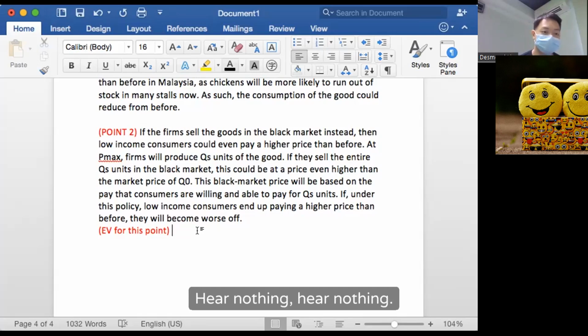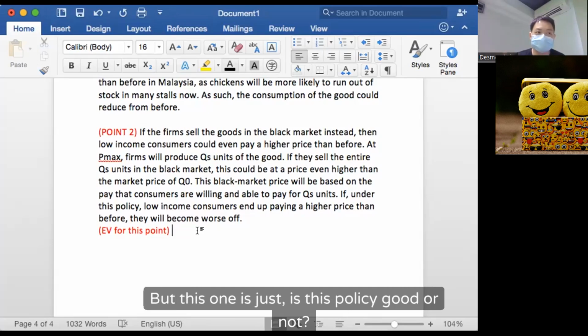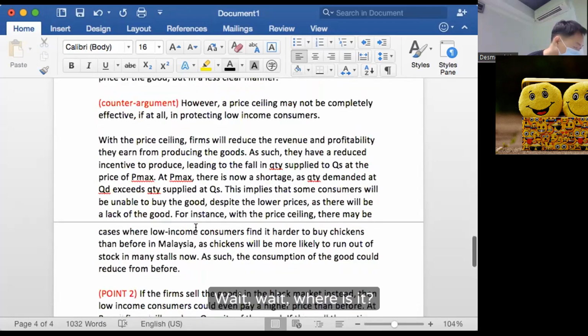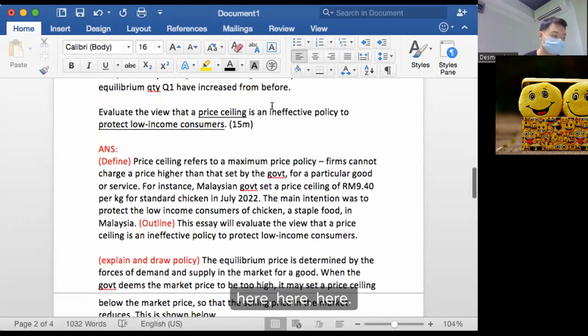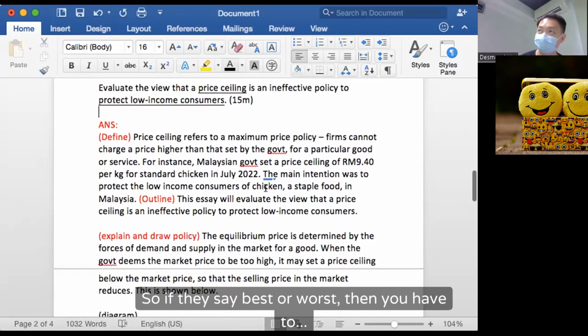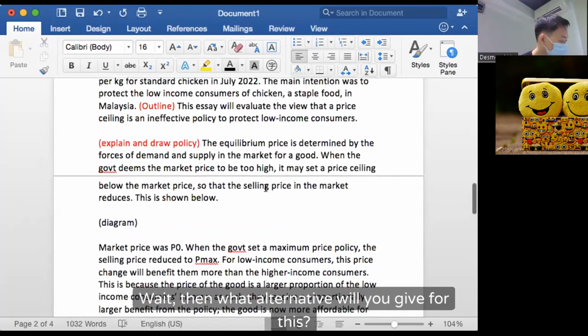No need. If they ask you if this is the best policy, then you need to. But this one is just, is this policy good or not? But I thought they say least effective. Isn't that like best? Where got least effective? Wait, where is it? Oh, here. It's ineffective. So if they say best or worst, then you have to compare. So you need an alternative.